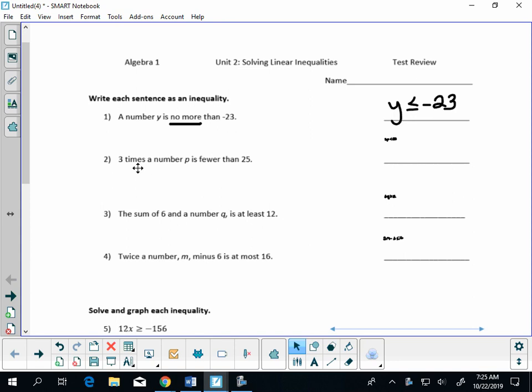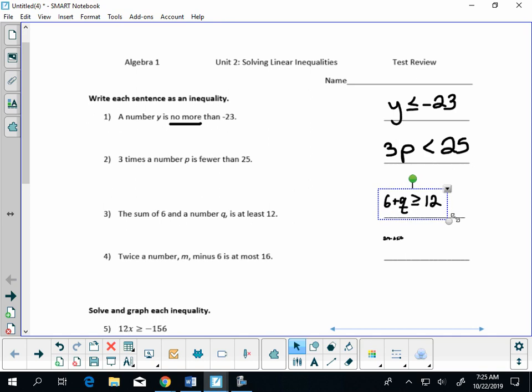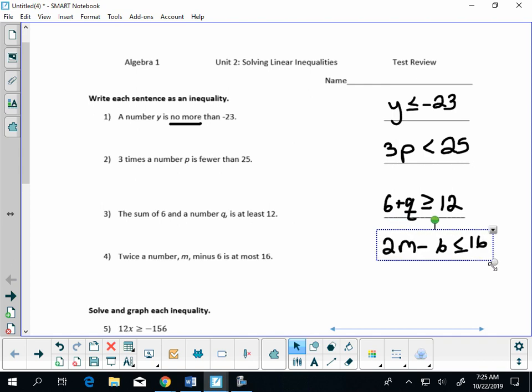The second one, 3 times a number p, that would be 3p, is fewer. Fewer would be smaller than, so we've got a less than. The sum of 6 and a number q, so 6 plus q, is at least 12. So it has to be 12 or bigger. So you're going to have a greater than or equal to. Twice the number m minus 6 is at most 16. Well, the biggest it can be is 16. 16 or smaller. So you'd have a less than or equal to.